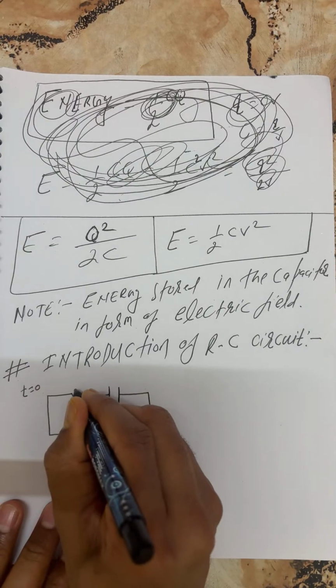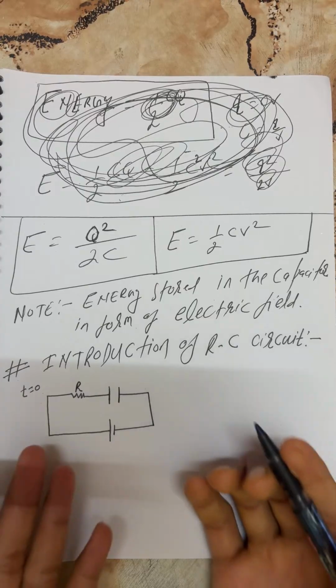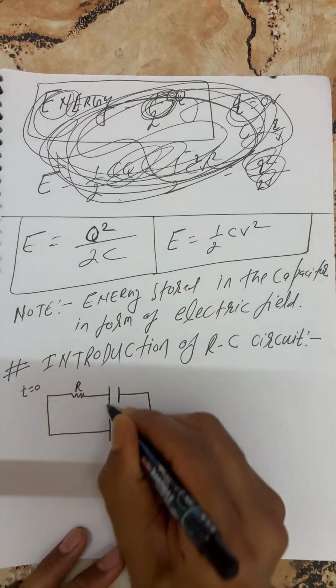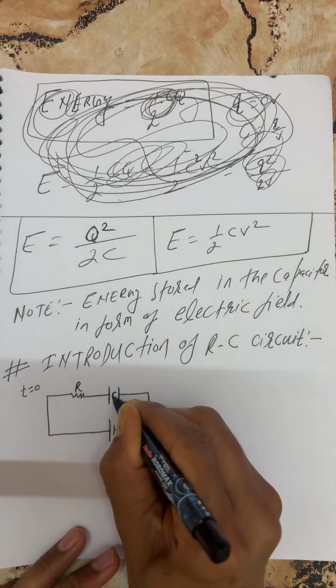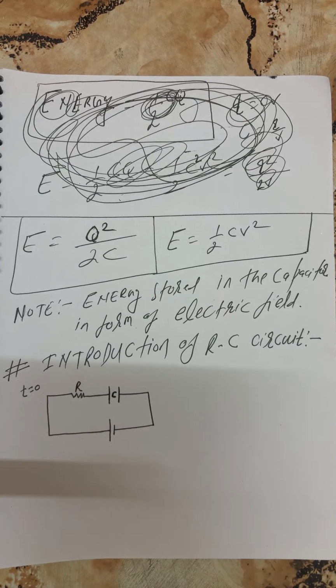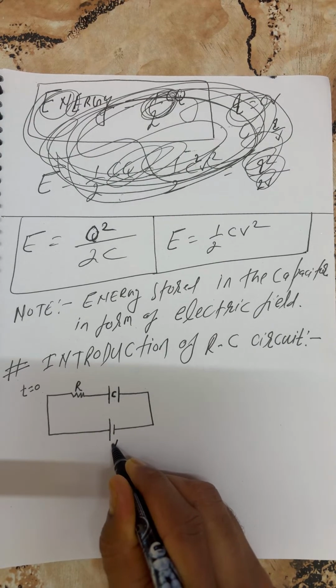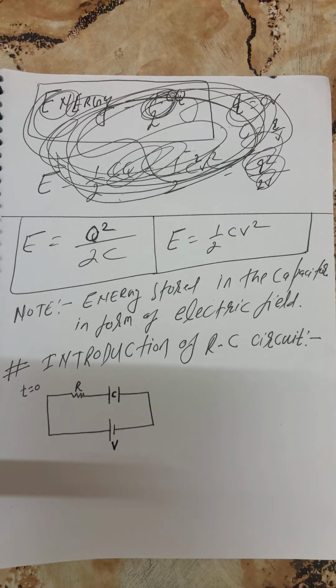Okay, so R is what? R is the resistance of the resistor. And C is what, students? C is the capacitance of the capacitor. Initially, beta, at t = 0, V is the potential difference of the battery.